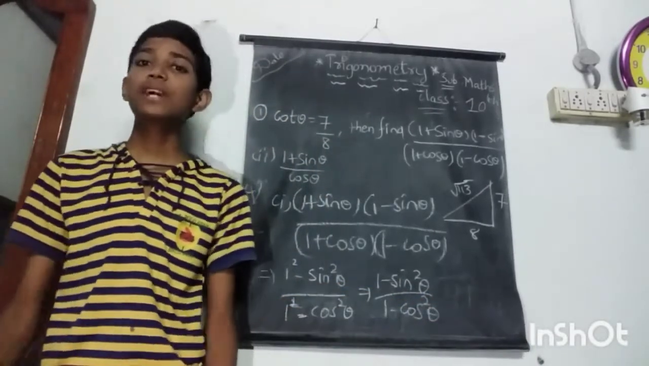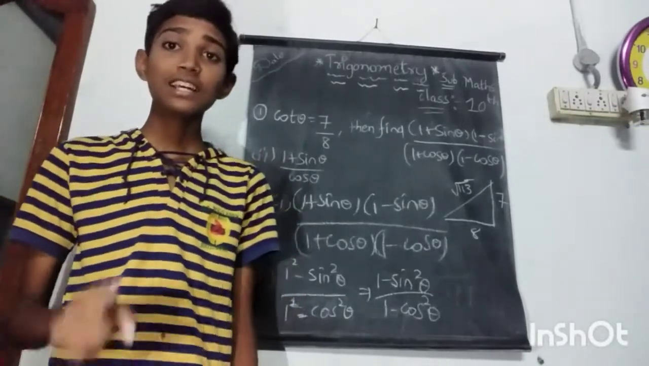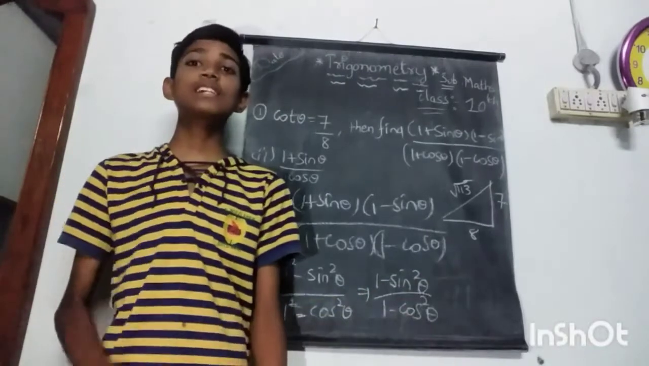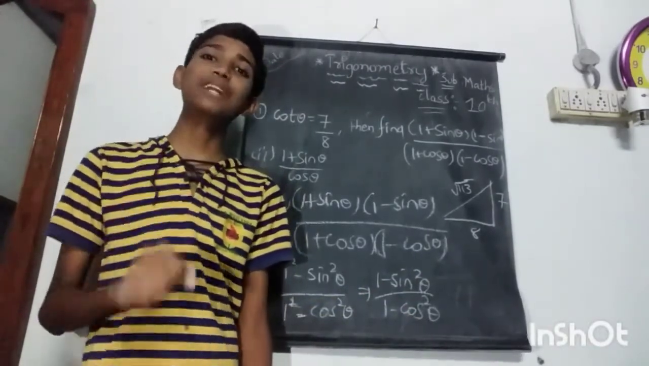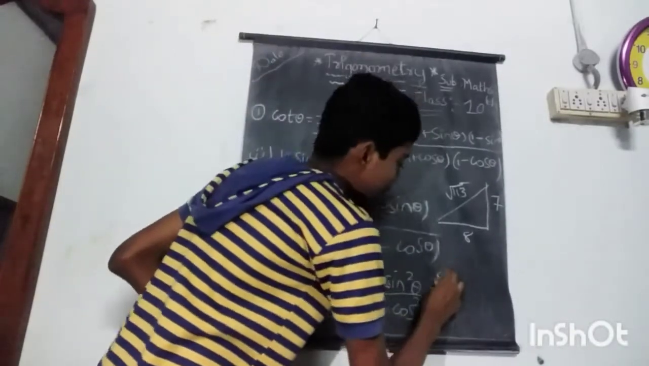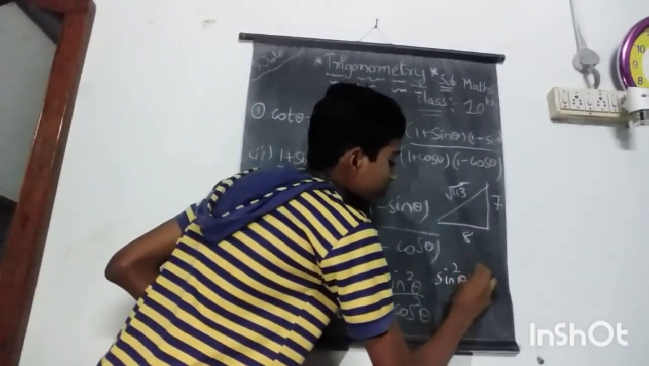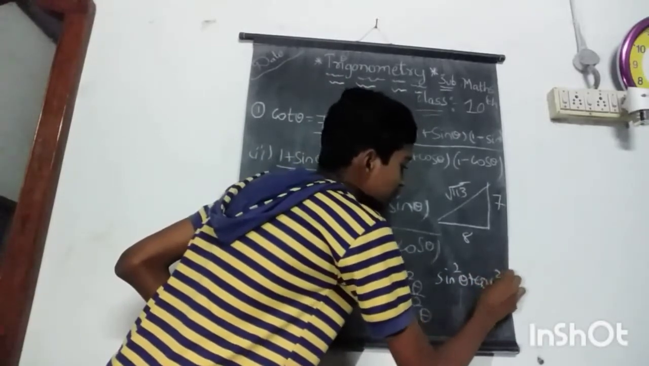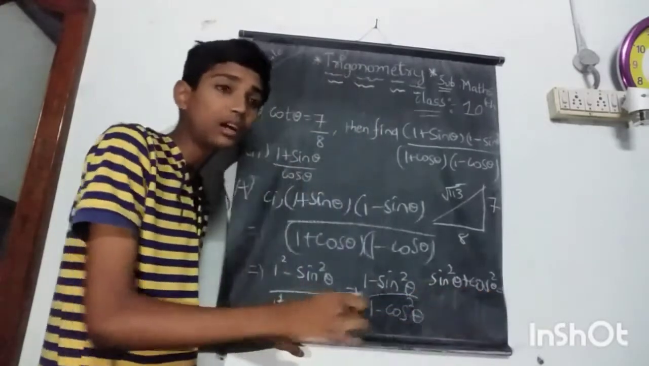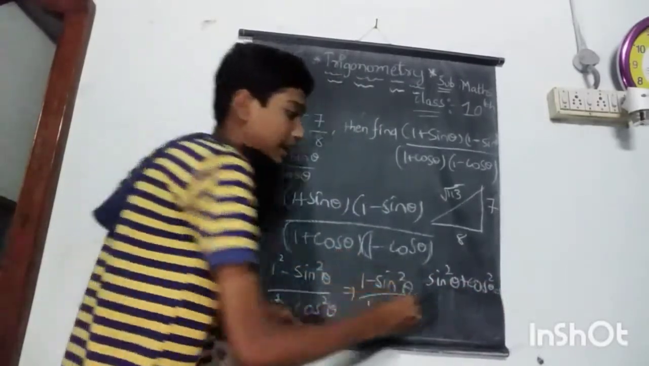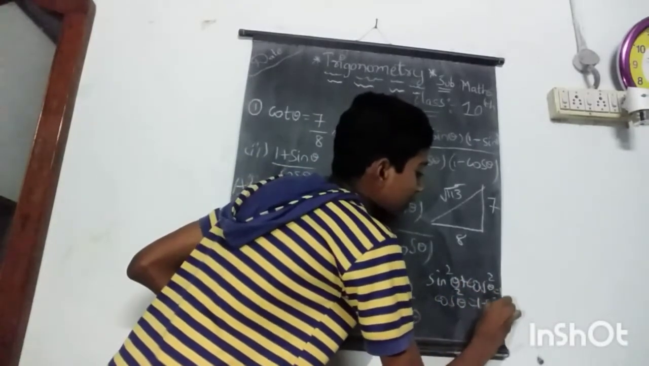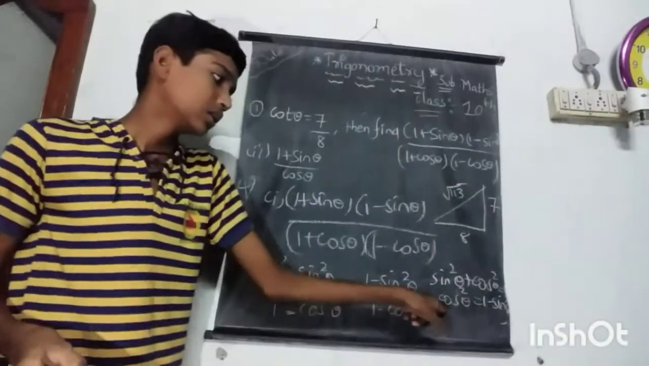What is the value of 1 minus sin square theta? Find it by sin square theta plus cos square theta is equal to 1. We get 1 minus sin square theta is equal to cos square theta, and 1 minus cos square theta is equal to sin square theta. I will write here: sin square theta plus cos square theta we know is equal to 1, and to find cos square theta, sin square theta will be moved to the right side. Cos square theta is equal to 1 minus sin square theta.